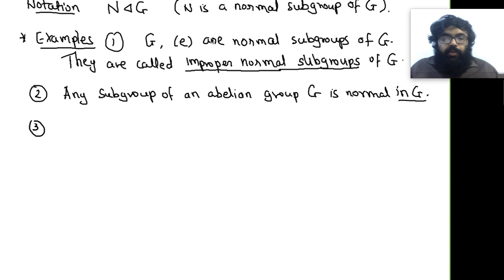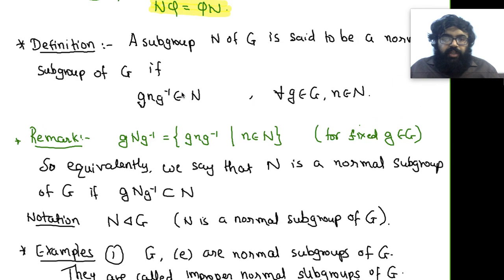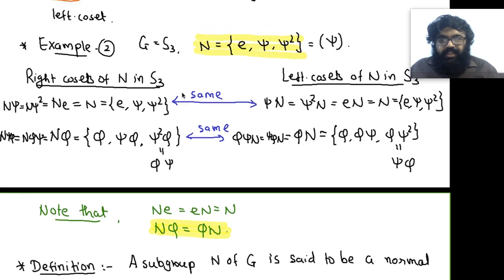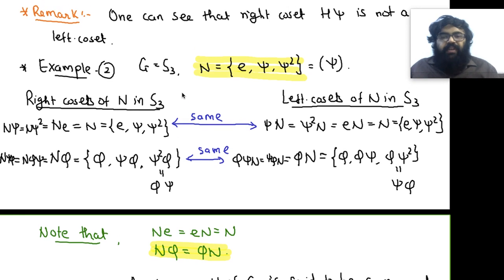We have improper normal subgroups, the identity, the trivial group, and then the group itself, G. If the group is abelian, any subgroup is normal. But what about a non-abelian group? For a non-abelian group, you can check that, which I leave as an exercise. This is not an exercise, this is verification.